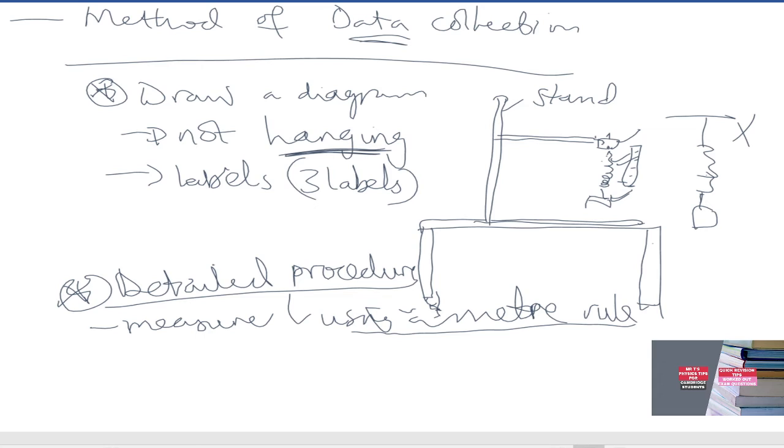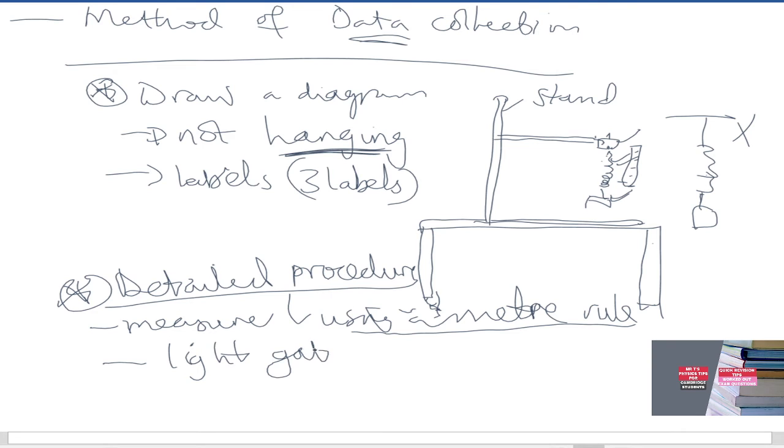Then if we are to mention light gates, remember in my video on practicals, the paper 3-1, I mentioned that when you mention light gates, you've got to also mention that they are connected to a timer. So use light gates connected to a timer. It is not sufficient to draw a stopwatch on the diagram there.